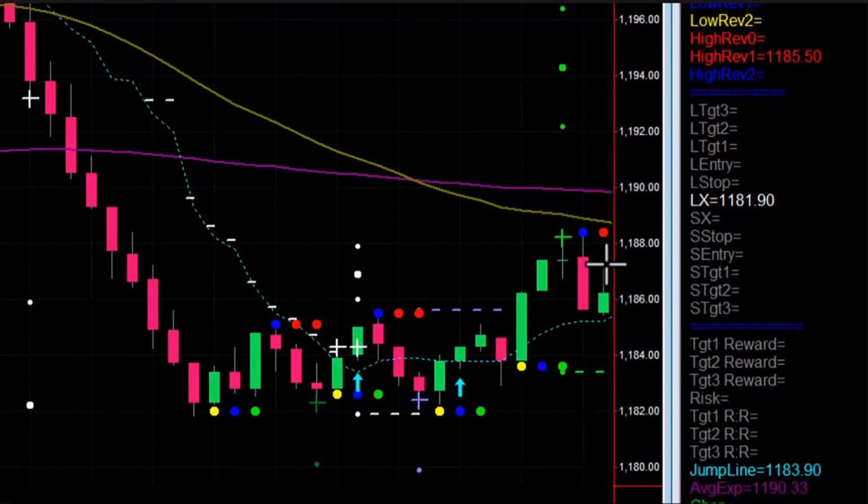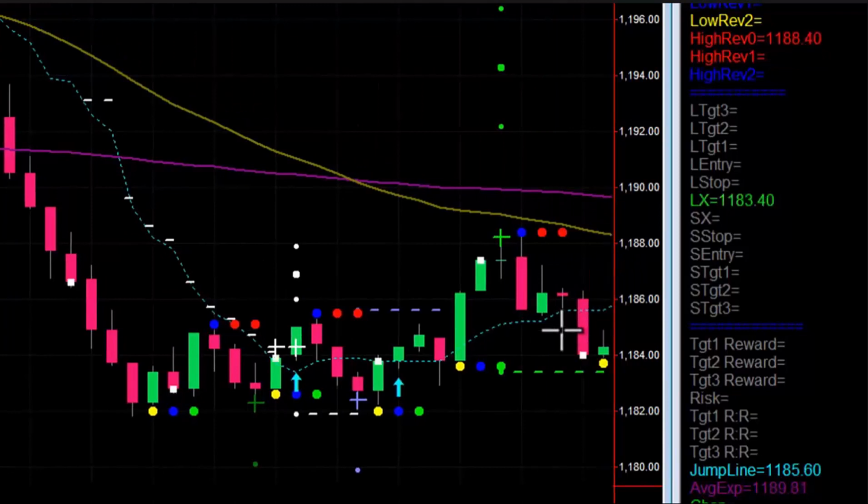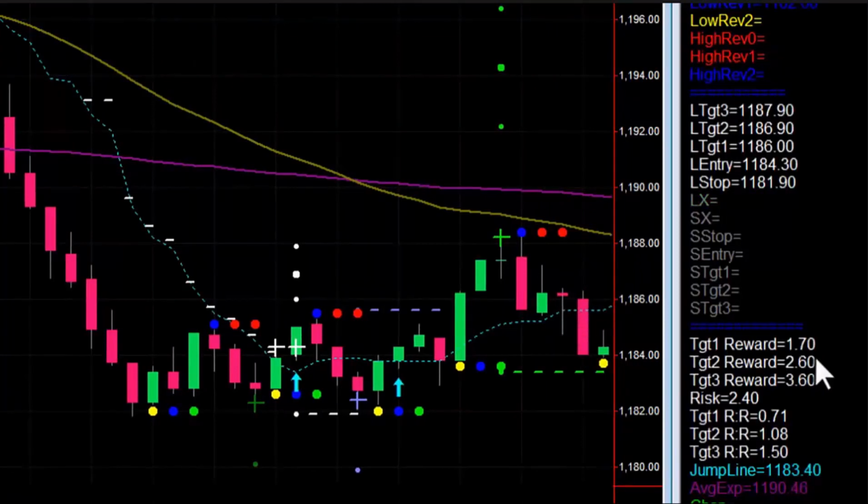That little trade right there is a big, nice winner. 17 ticks to the first target, 26 ticks to the second, 36 ticks to the third. Whatever you're trailing, you can see there's a lot of money that can be made just in that one small little trade.